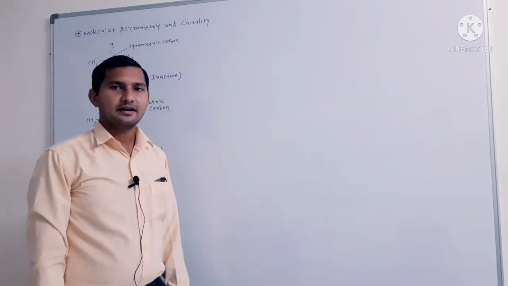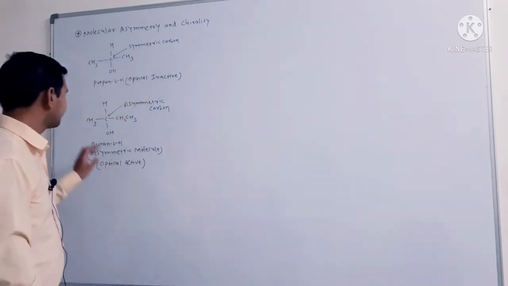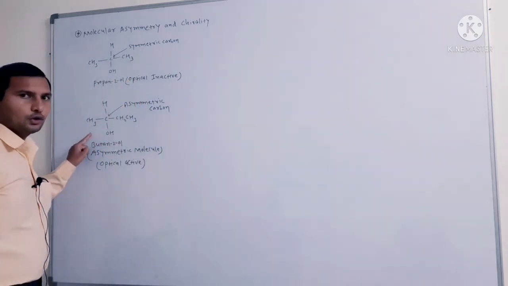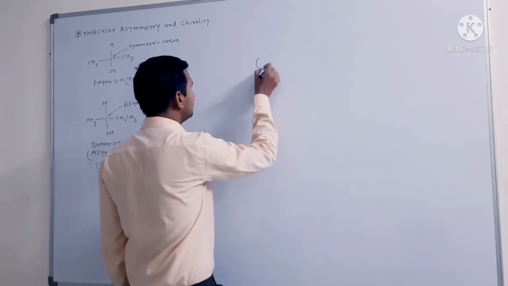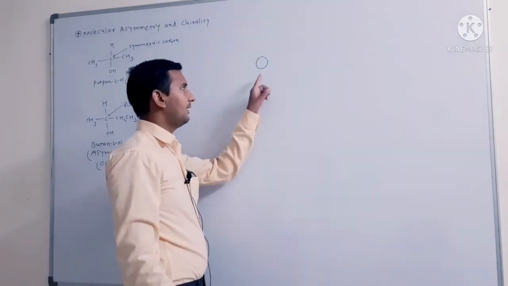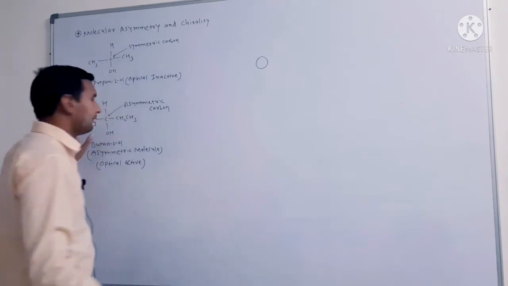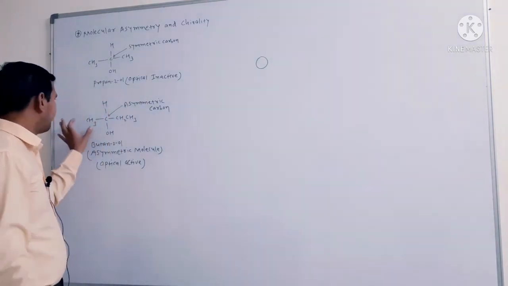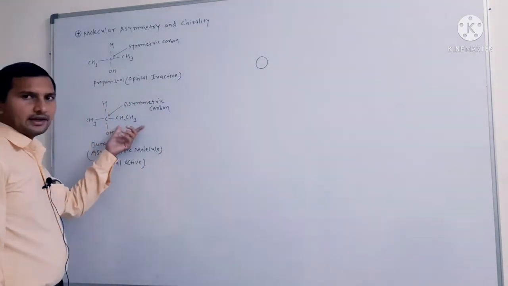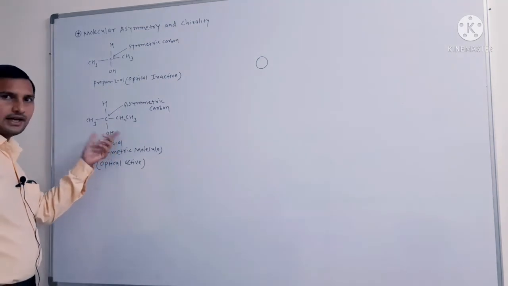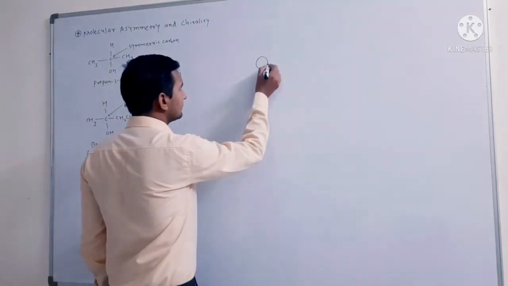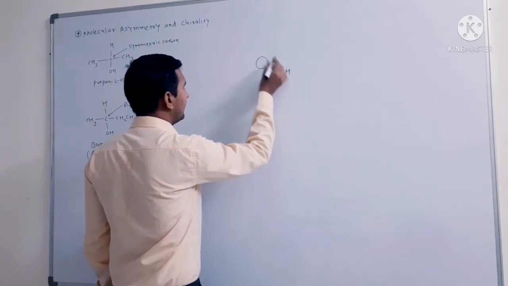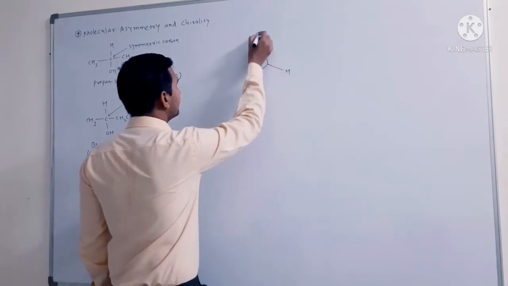Now consider another compound, butan-2-ol. This is the central carbon. This round indicates the central carbon. Here we have four different types of groups: first methyl, ethyl, hydroxyl and a hydrogen atom. This is the hydrogen atom. This is the hydroxyl group.